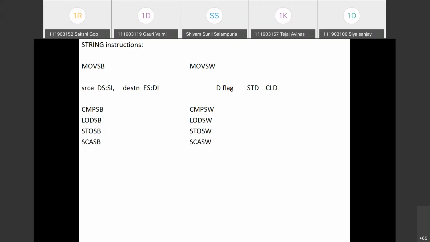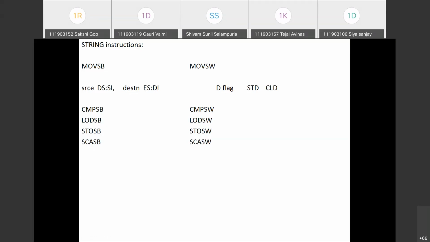Scanning. What do you mean by scanning? Scanning, as if surveying, as if trying to find out. Are you getting it? Yes, sir. Scanning for, searching for something. Where? Searching at destination. Conceptually, it tries to find something in destination: is this particular quantity available in destination? Which quantity? Scan string byte: content of AL is getting compared with content of destination, destination pointed by DI with respect to ES.